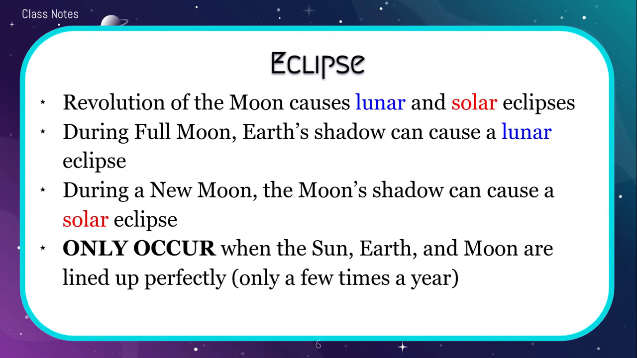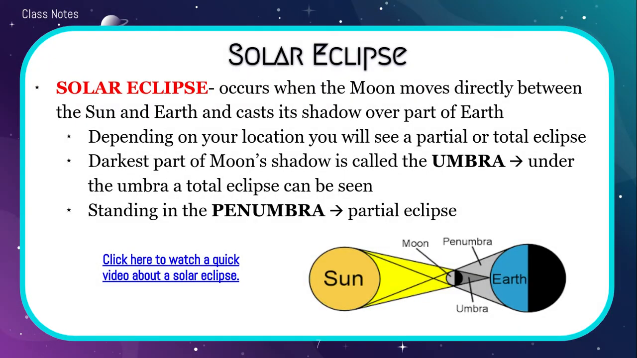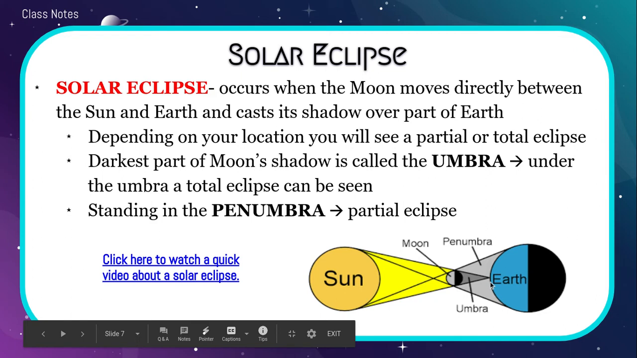Let's talk about an eclipse. There's a solar and a lunar eclipse, and it has to do with the shadow of an object from Earth that we see. So these only occur when the sun, the Earth, and the moon are perfectly lined up together, and it only happens a few times a year. The solar eclipse is when the moon moves directly in between the sun and the Earth and casts a shadow over part of Earth. The moon is much smaller than both the sun and the Earth. So when it does cast this shadow, you'll see it's only in a small section of Earth.